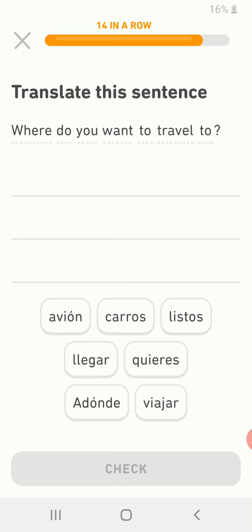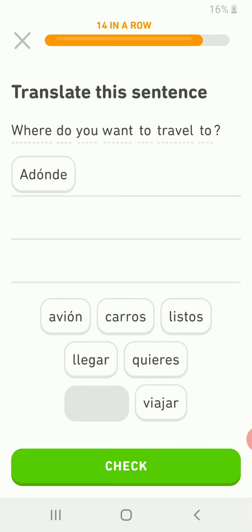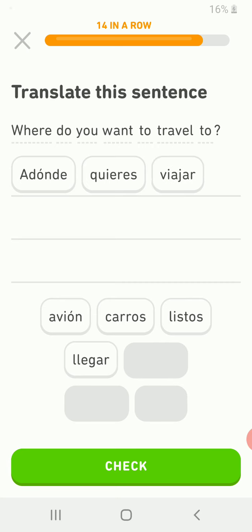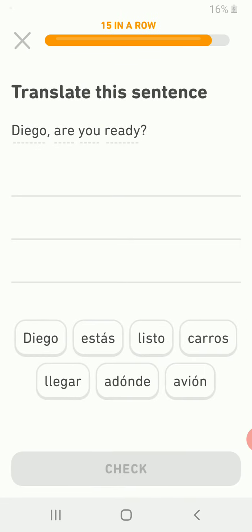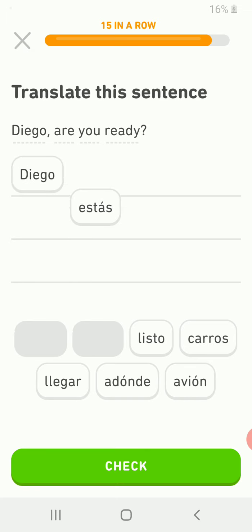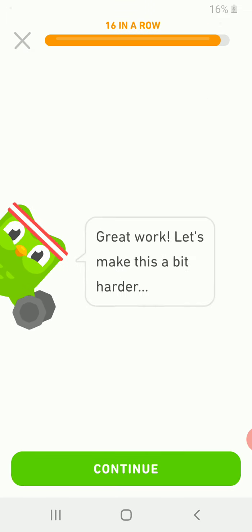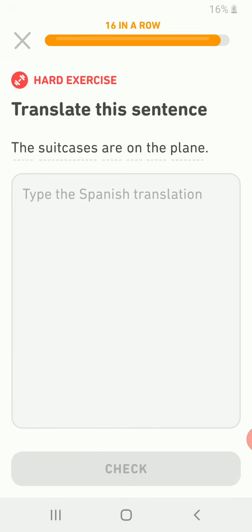So where do you want to travel to? ¿A dónde? ¿A dónde quieres? ¿Quieres viajar? Travel, viajar. And Diego, are you ready? Diego, ¿estás listo? ¿Está listo? Okay, so this is a hard exercise.